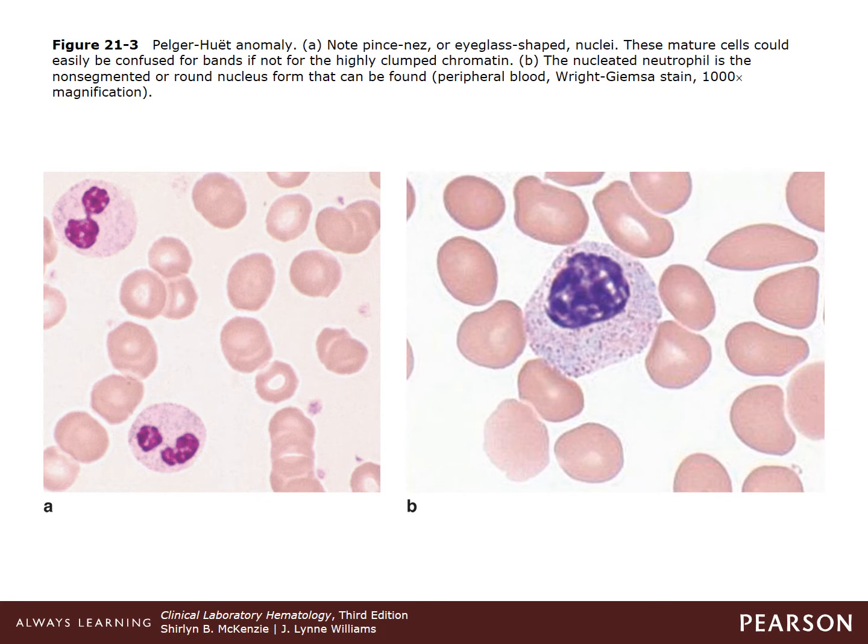It's a benign inherited autosomal dominant type of condition which occurs in 1 in 5,000 individuals. Here you see the neutrophil nucleus does not segment beyond 2 lobes or can appear as a single round nucleus with no segmentation.